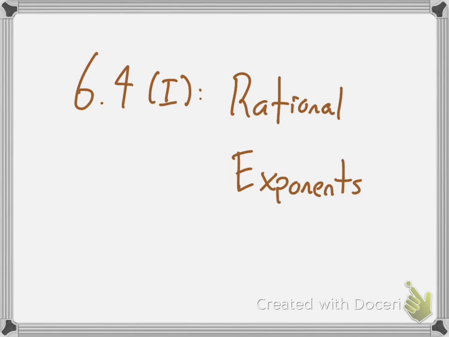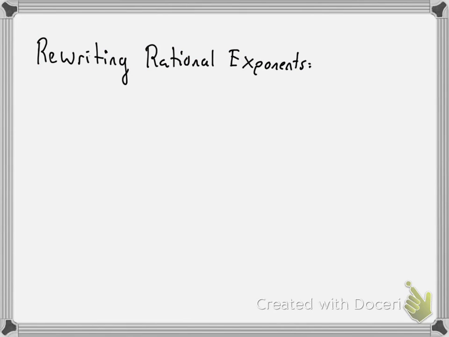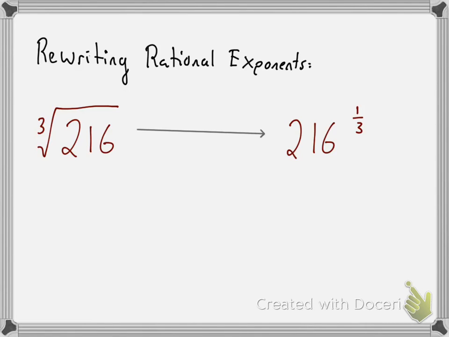In the first part of section 6.4, we're going to talk about rational exponents. Rewriting rational exponents. In the first half of this chapter, we took a look at something like this: the cubed root of 216. So to start off this unit, we want to be able to see that writing the cubed root of 216 could be rewritten as 216 to the 1/3 power.